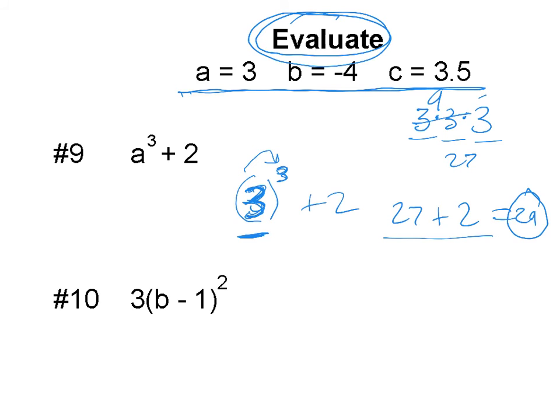Let's do this one next. Let's put in what b stands for. So b is negative 4 minus 1 squared. Following PEMDAS, we should do the math that we have in parentheses first. So we need to do this first. Negative 4, take away 1 more. Remember, when you have two negatives like that, think of it like negative 4 plus negative 1. So what does this equal? Negative 5, right? Negative 4, take away 1 more.